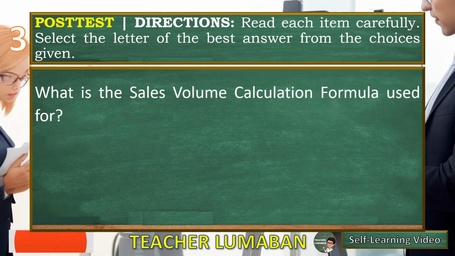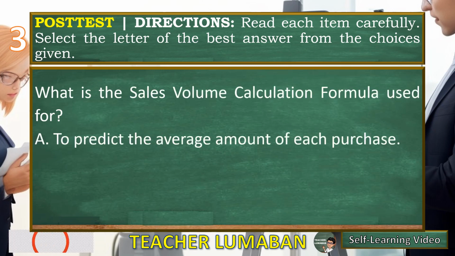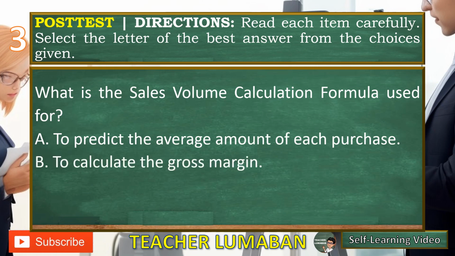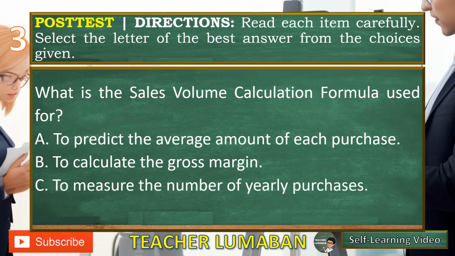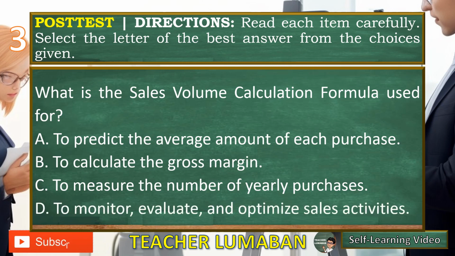What is the sales volume calculation formula used for? A. To predict the average amount of each purchase. B. To calculate the gross margin. C. To measure the number of yearly purchases. D. To monitor, evaluate, and optimize sales activities.